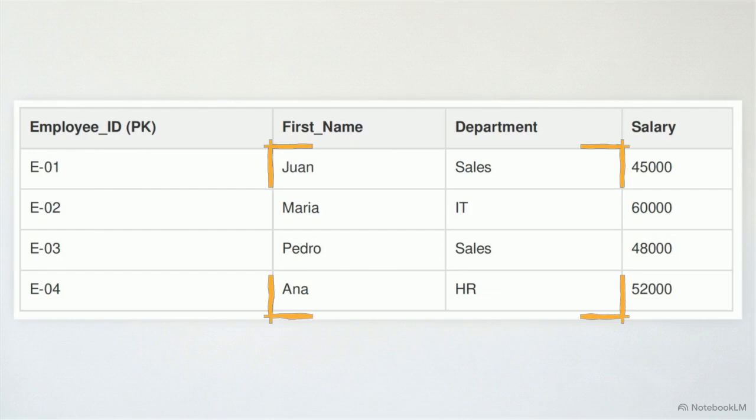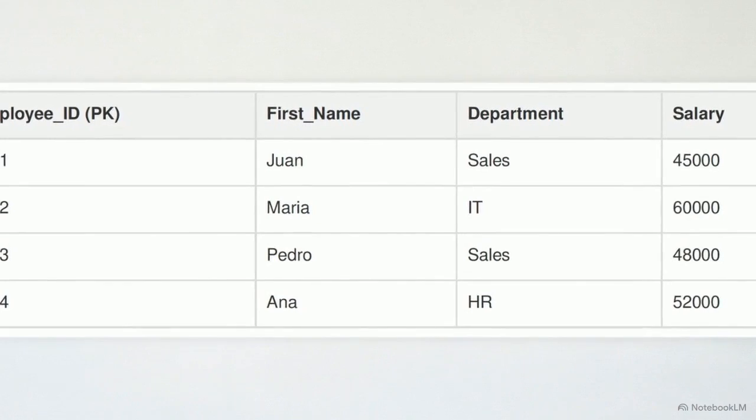To retrieve the names and departments of our employees, we write a logical command. We use the select clause to specify the exact columns we want, first name and department, and the from clause to tell the database to look inside the employees table. Every extraction query you write relies on select and from. They are the non-negotiable foundation, defining exactly what data is needed and exactly where it lives.